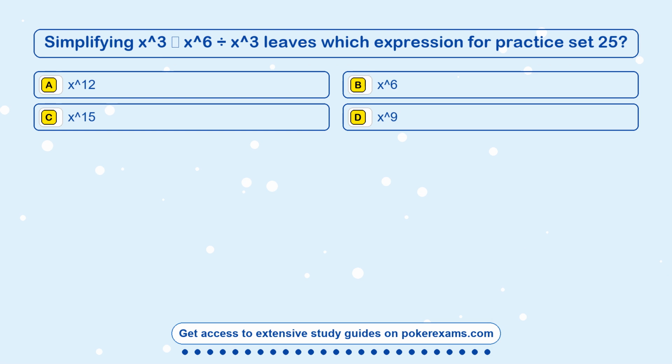Question 6. Simplifying x^3 times x^6 divided by x^3 leaves which expression for practice set 25? Option A x^12. Option B x^6. Option C x^15. Option D x^9.